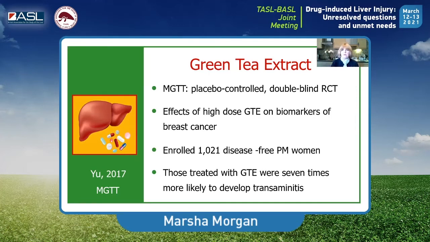This was instigated because of reports that this green tea extract might be beneficial in terms of preventing cancers, liver and breast. So they set out to have a look at the effect of high doses of GTE on biomarkers of breast cancer in over 1,000 women who were postmenopausal and disease-free on admission. During the trial, they found that those treated with the extracts were 7 times more likely to develop a transaminitis. This disappeared when the product was stopped and reappeared when the product was restarted. So there we have evidence that green tea extract can be associated at least with a transaminitis, and undoubtedly the reports of acute liver failure follow on from this.